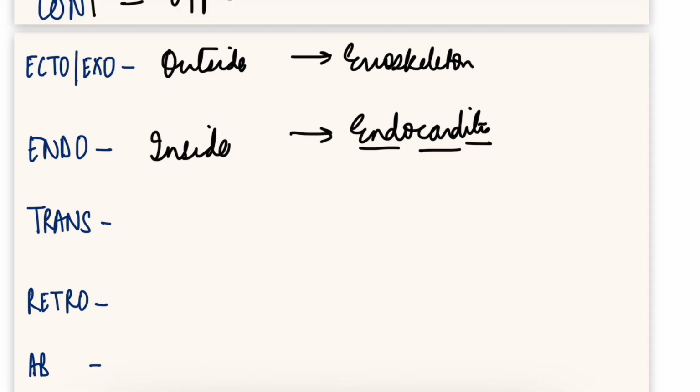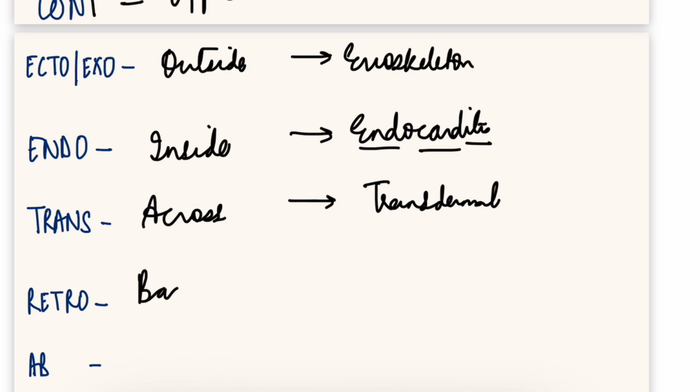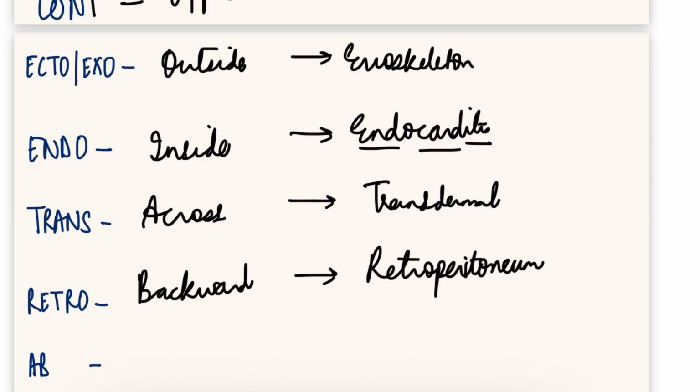Now coming to trans. Trans is across or through. Transdermal, which means across the skin. Dermis is basically skin, so across the skin. Now comes retro. Retro means backward or behind, like retroperitoneum. Retroperitoneum, which is behind the peritoneum.